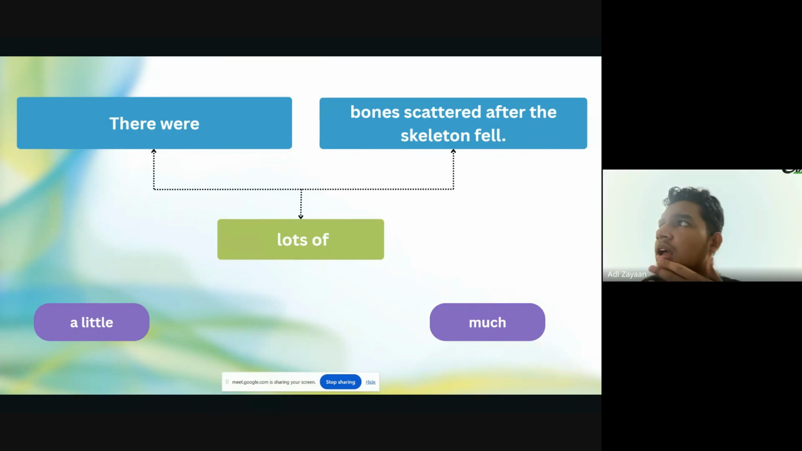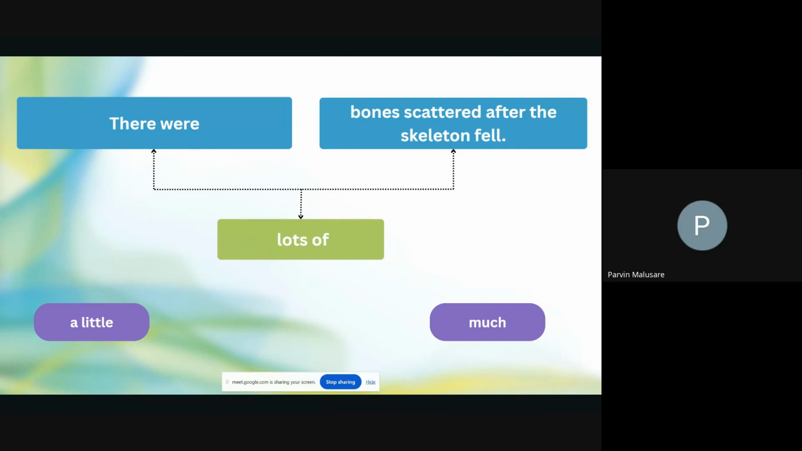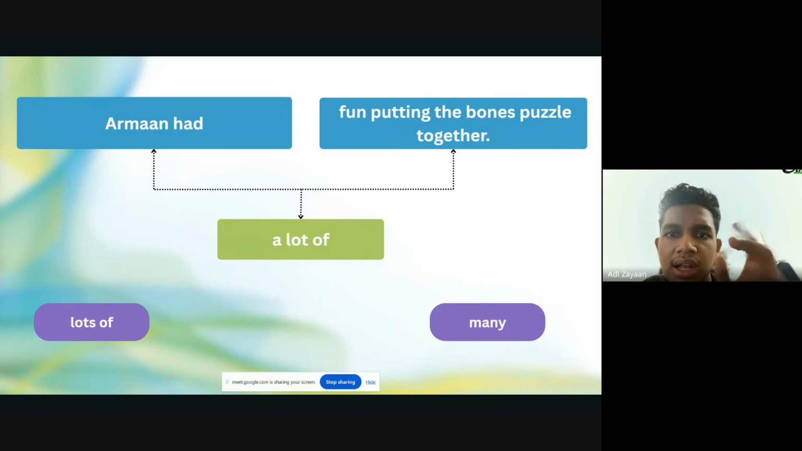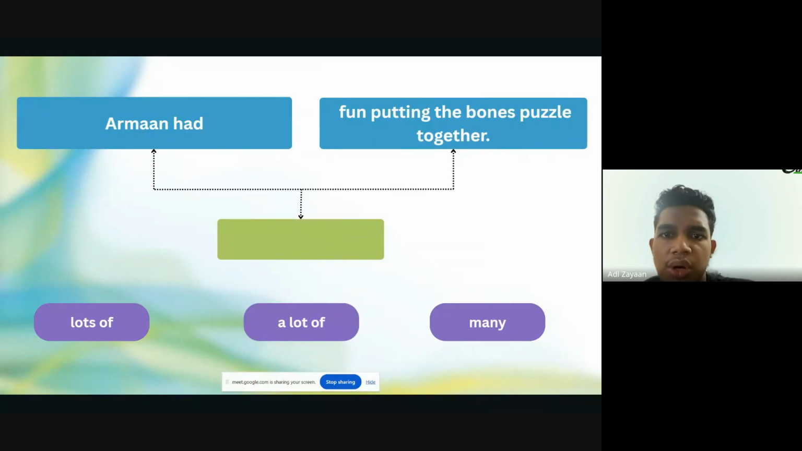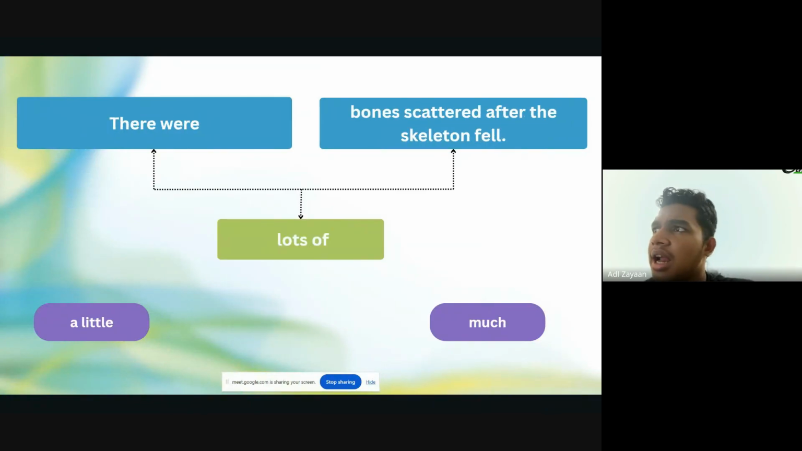So here bones is the word present right after the determiner. So this determiner depends on the word bones. And here fun was the word just after the determiner. So the determiner depends on the word fun. So just look at the word just after the determiner and solve the question. Okay, got it?